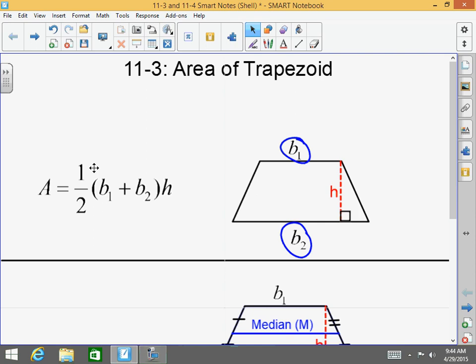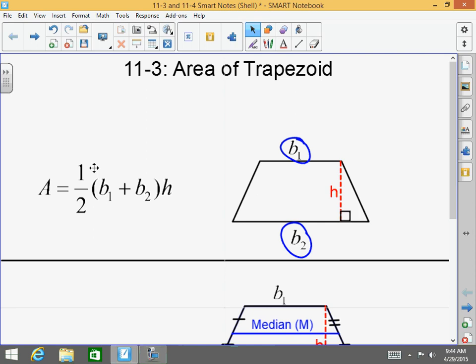You can change the order of an addition problem, and it does not change the sum. Usually, I call base 1 the smaller one and base 2 the larger one, but again, it really, like 100%, does not matter. The height is the height. You're going to have to figure that out sometimes.